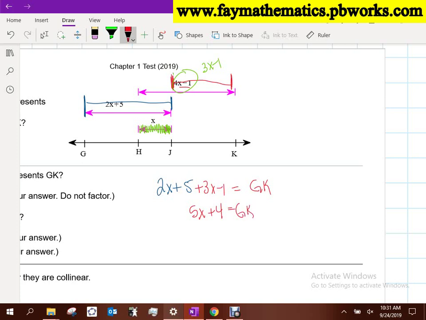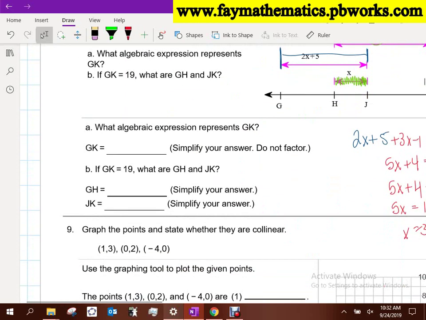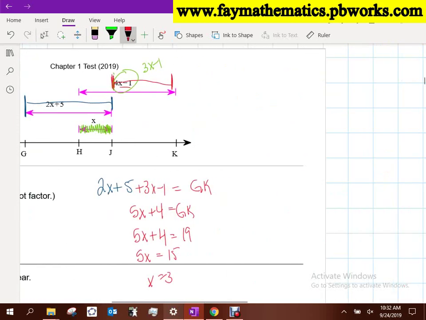They tell me that GK is 19. They keep asking me to do some additional work here. So if that's 19, I'm going to subtract 4, so I get 5x to be 15. X will be 3 then. I think they ask you then what GH is. So I need x to be 3 to be able to find GH. Well, GH is just that distance. So it's not quite 2x plus 5. It's falling short this green distance again, which is x.